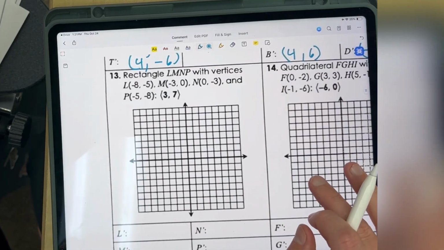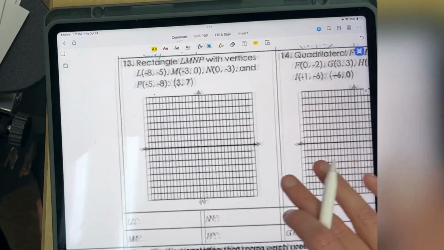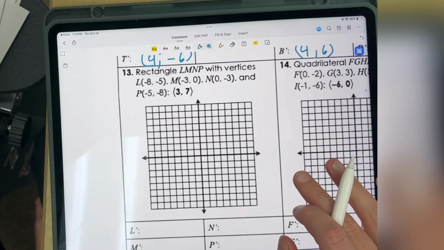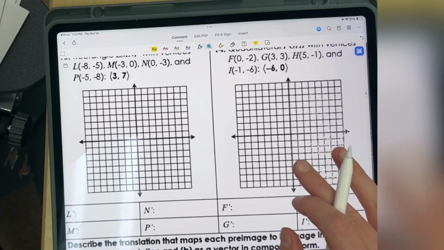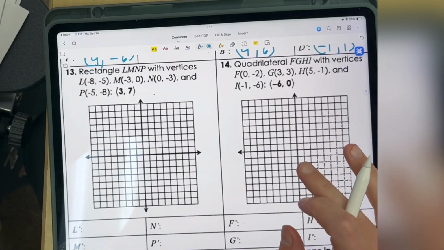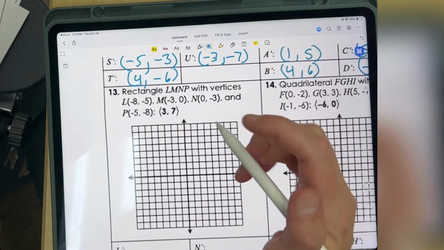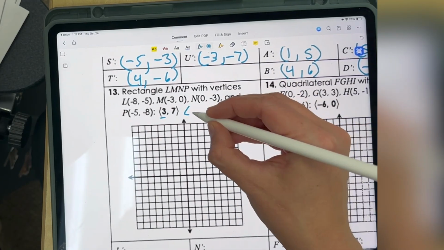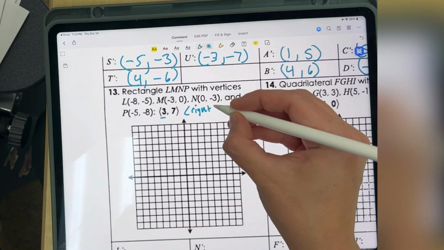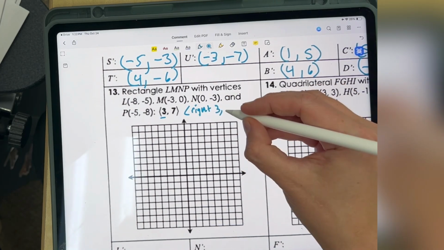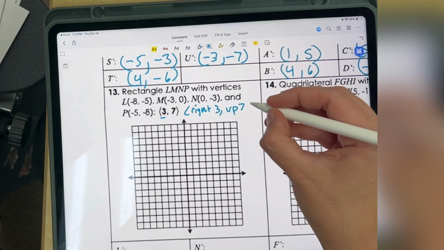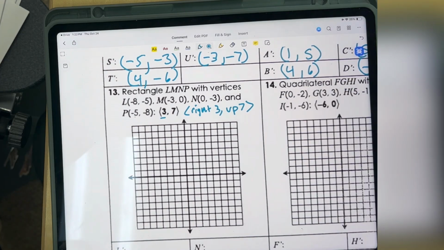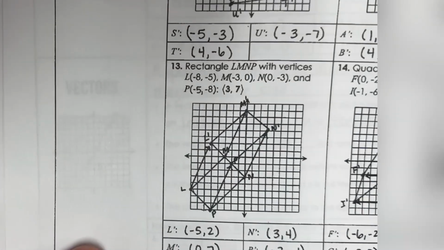Okay, I'm trying to think if I want to do them all, because this feels like a lot. Let's do just one more. So on this one, every time, what would you have done? Let's just write what we've done. Positive 3 means right 3. Positive 7 means up 7. So each time. And that one, when it's drawn, would have looked like this.